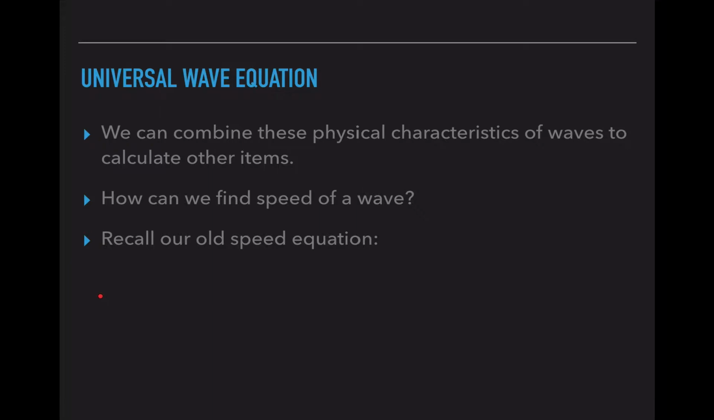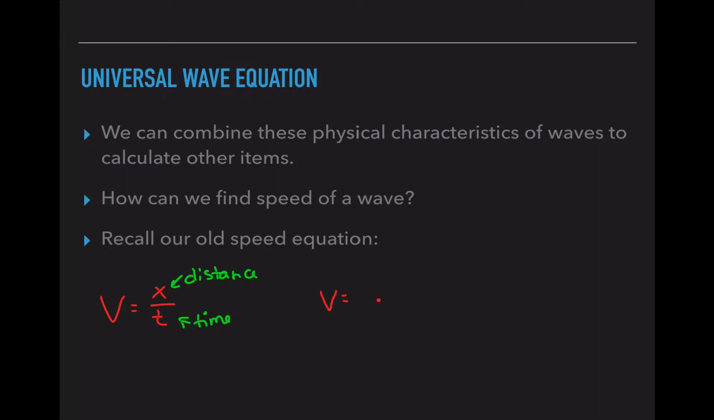So our old speed equation is velocity equals distance divided by time. Now we want to find the same basic characteristic. Distance divided by time is how we calculate and how we describe speed and velocity. So we still want to use variables that are measuring distance or a form of time, but we want to use them in terms of what we see in waves.